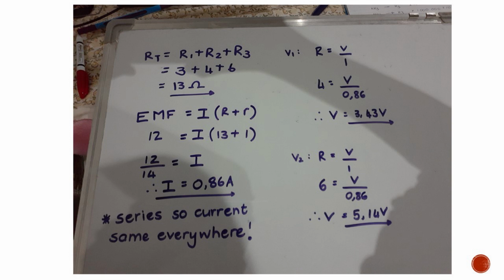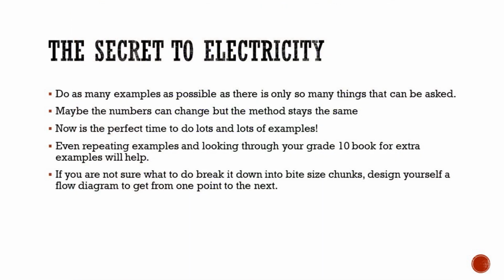For V2, again, we'd say R is equal to V over I. Now we are just dealing with the 6 ohm resistor. So it's V over 0.86, and it gives us 5.14 volts.